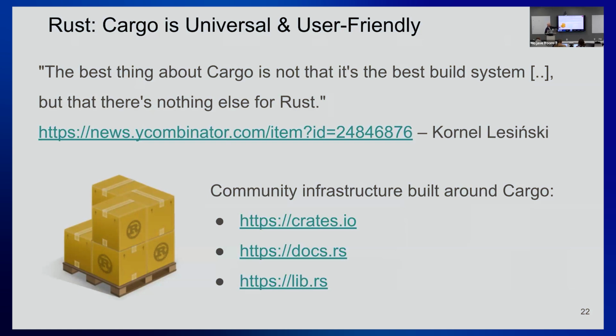Crates.io and lib.rs are two main sites where you can discover Rust packages. They're called crates. And there's also docs.rs that just automatically gets documentation built and uploaded from Rust projects that are on crates.io.